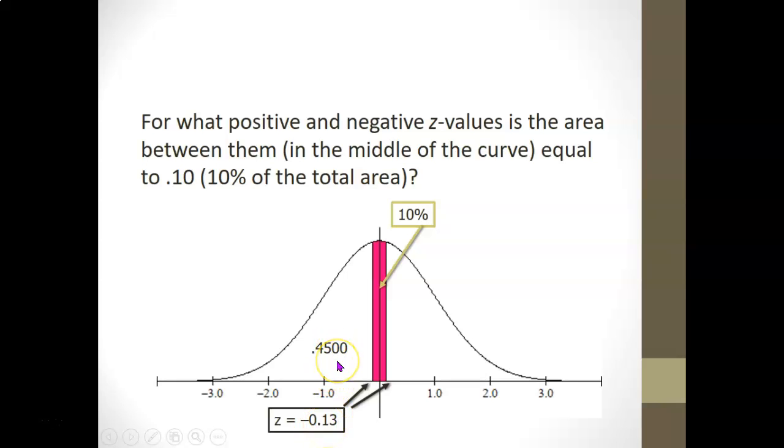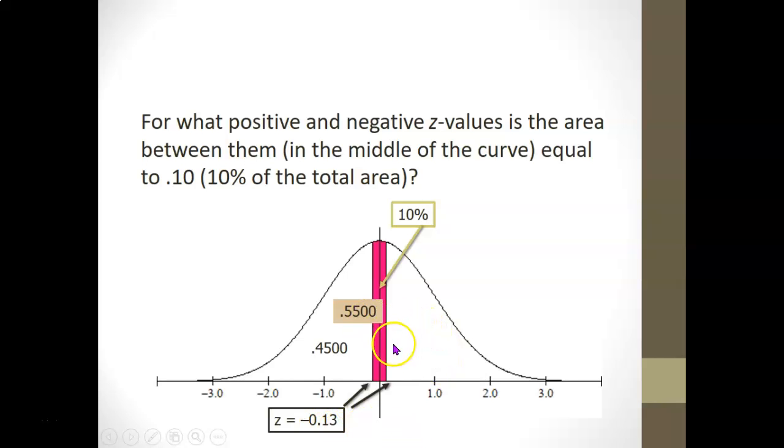You could also put this into like the graphing calculator. Ask it for inv norm of 0.4500, and it'll give you a z that is pretty close to negative 0.13. So that's the negative z value over here on this side. Now, because of the symmetry, the positive z value over here ought to be positive 0.13.